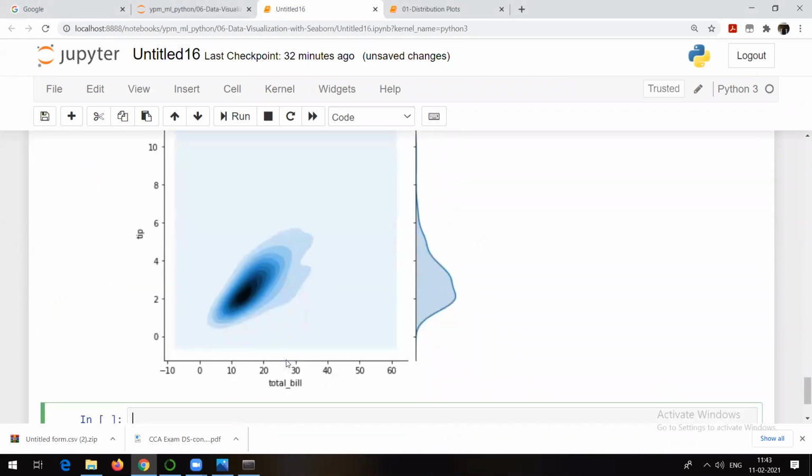Now, how can you interpret this KDE plot? Here also you can see that again between 10 and 20, this portion is darker. That means between 10 and 20, most of the people generate the bill, right? So most of the data points are between 10 and 20 only. Most of the values in the total bill column are between 10 and 20. This is something you can interpret with the help of this particular plot. Or most of the values which are repeated are between 10 and 20 only, right?